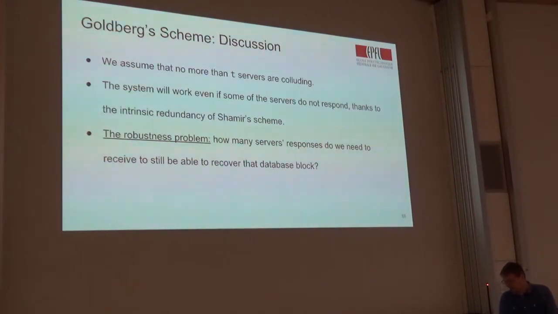And then we can go further and say, okay, it's not only about colluding servers, but it's also about servers that might be down. So the servers might also be offline. So you can also say that we can turn it into a robustness problem: how many server responses do we need to receive and still be able to recover? Well, as long as we have t plus 1 responses, we can still recover the data of our film.